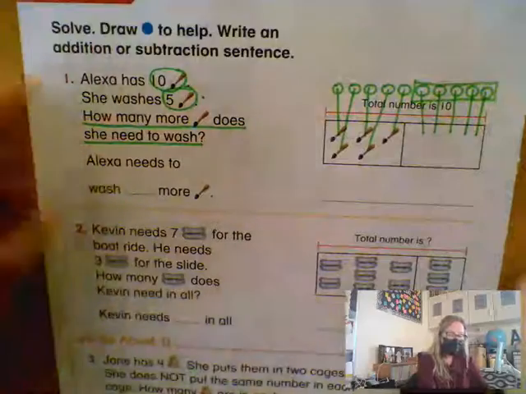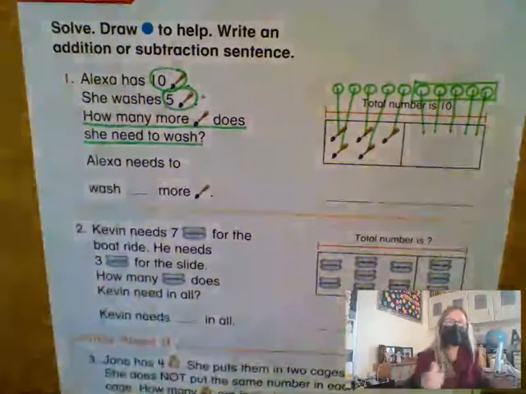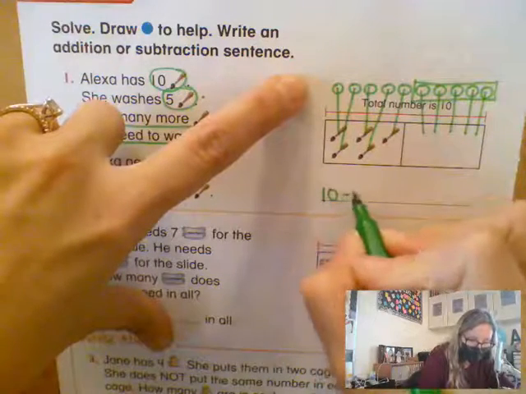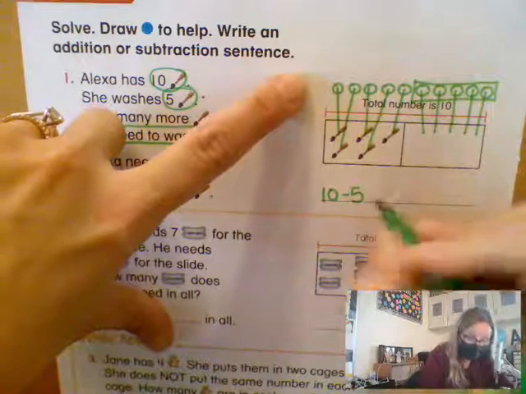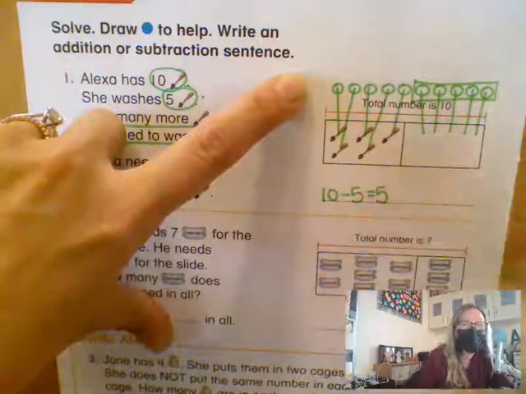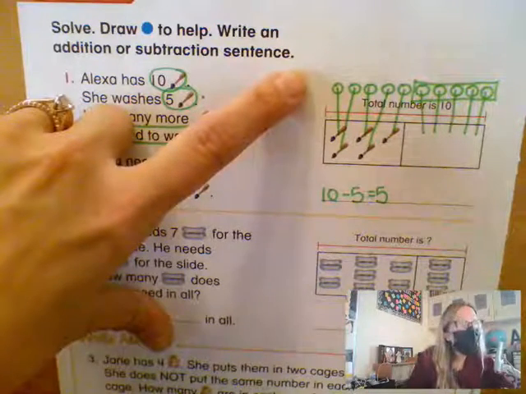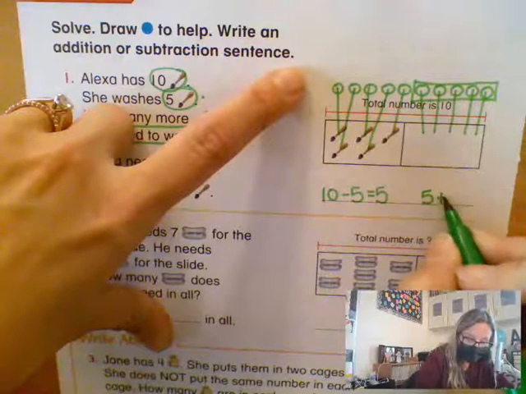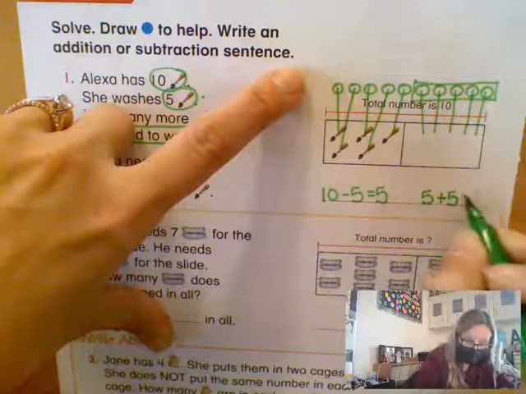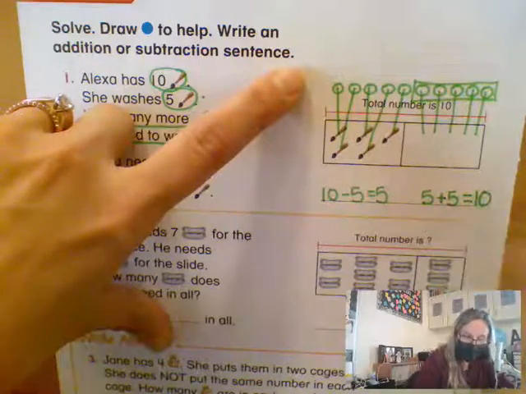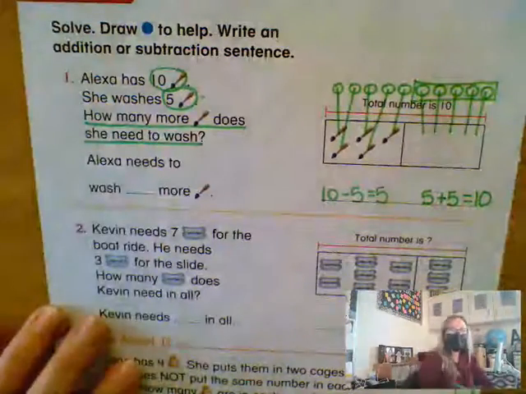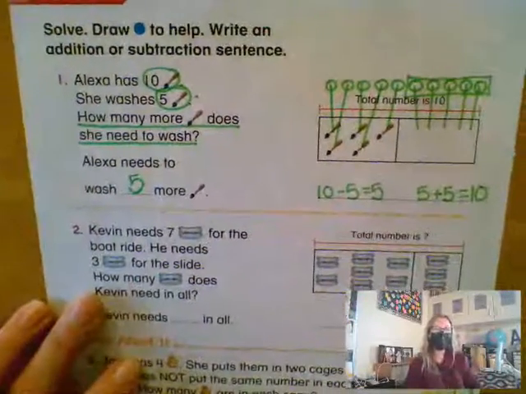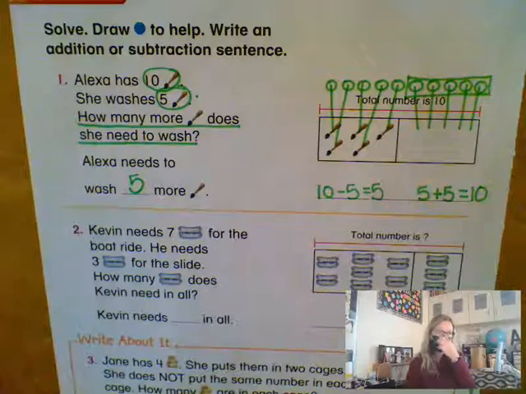So if we were writing an addition or subtraction sentence, we could either say 10 paintbrushes take away the 5 that she washed equals the 5 that still need to be washed. Or we could say 5 paintbrushes are washed plus 5 that need to be washed equals her 10 paintbrushes all together. So Alex needs to wash 5 more paintbrushes. Thank you, Faith, for your help with that problem.